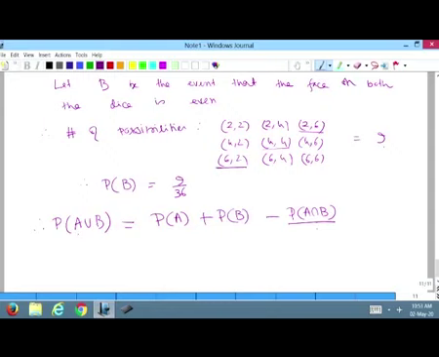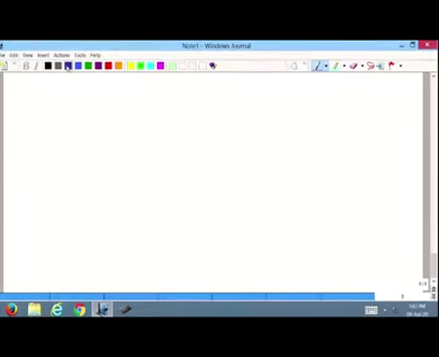Therefore, this probability is 3 upon 36. Therefore, the answer is 5 by 36 plus 9 by 36 minus 3 by 36 is equal to 11 upon 36. So, that is the answer. So, let me do another problem.